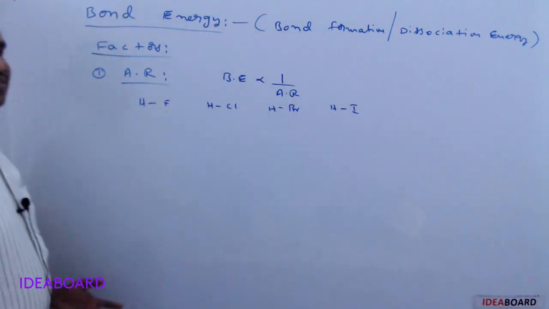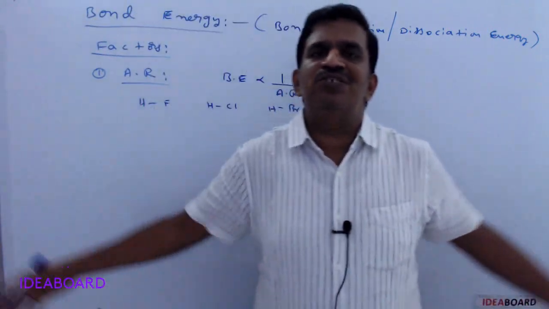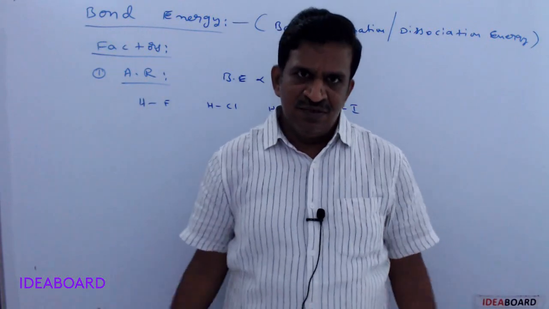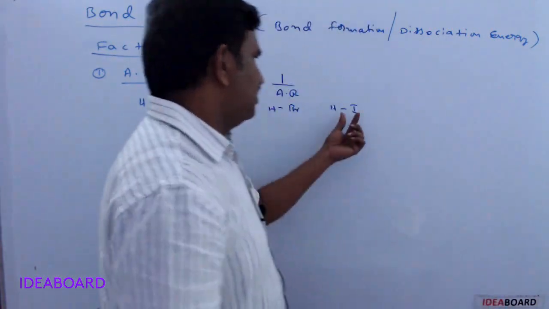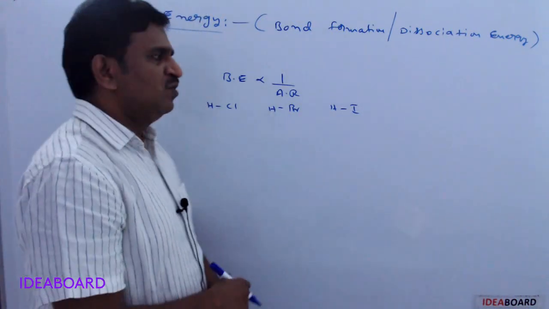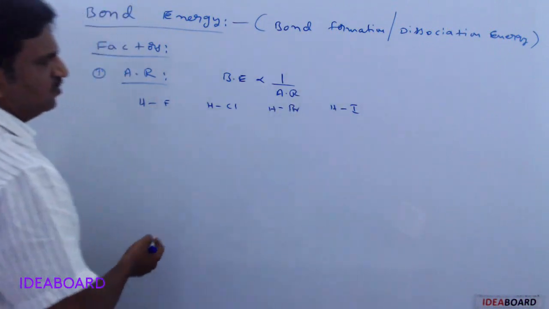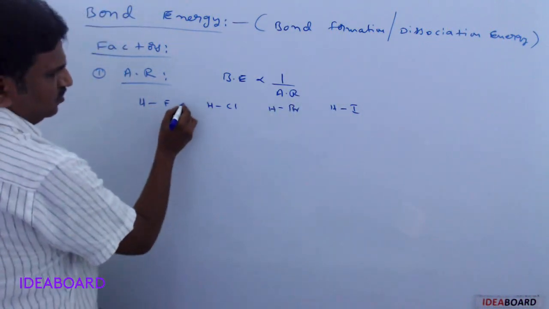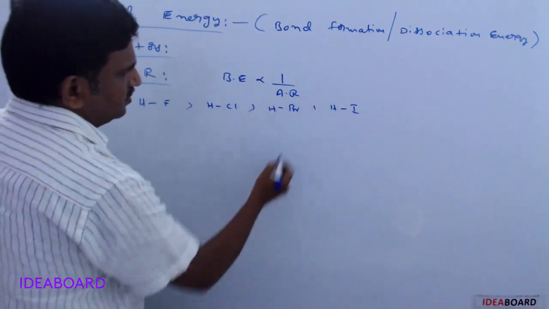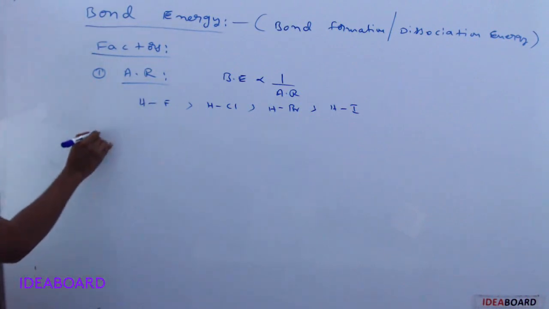Whenever size increases, the overlapping of atomic orbitals is less. A small person and a large person are trying to hug. What happens? There is no correct hug. Like here, a small atom hydrogen and a bigger atom iodine are trying to overlap to make a bond. So this becomes a weak bond, and it can be dissociated easily. Whenever atomic radius is less, bond energy is more. That is the first point.